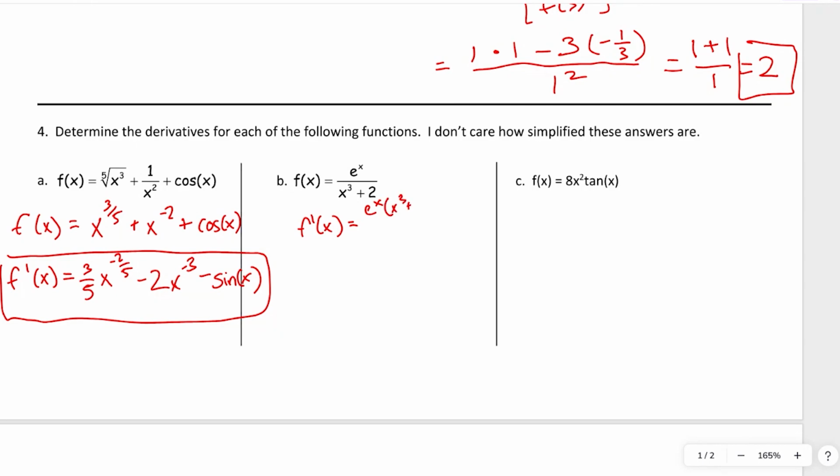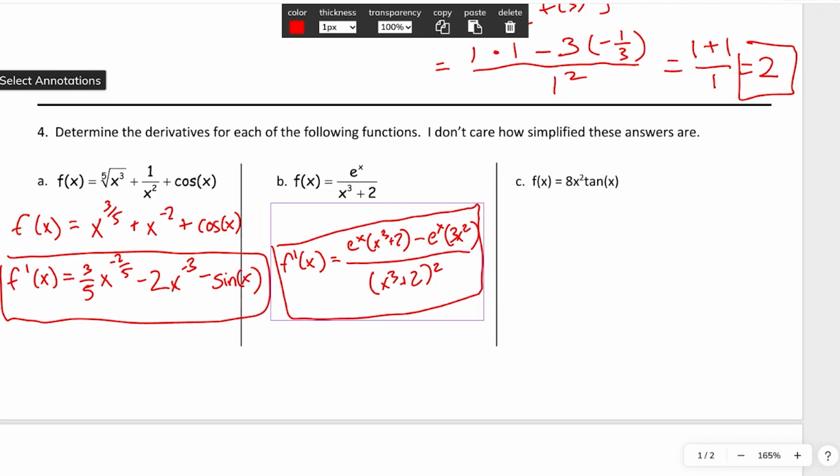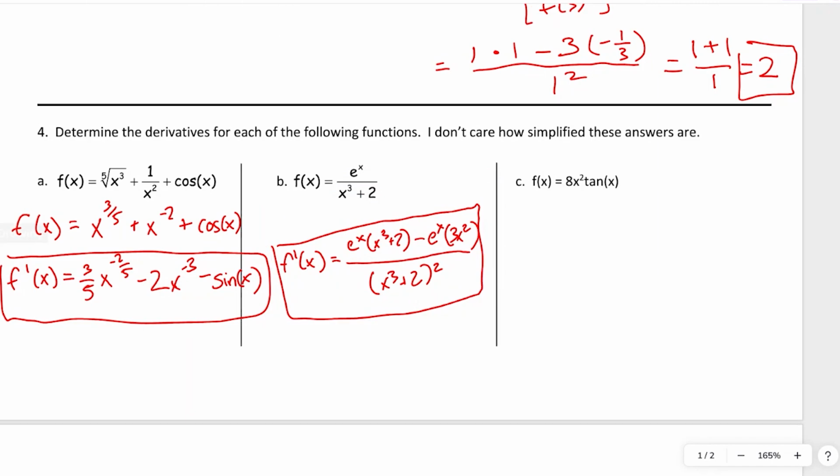Times x cubed plus 2, the bottom, minus the top, e to the x, times the derivative of the bottom, which is 3x squared, all divided by x cubed plus 2 squared. And you can just go ahead and leave it like that. This is really just a question of, do you understand what the quotient rule is, and do you know how to do some of these transcendental derivatives?